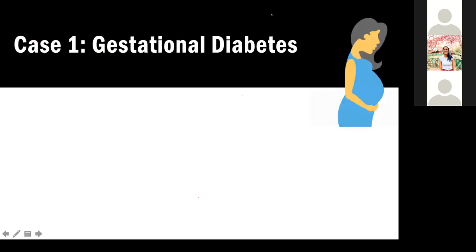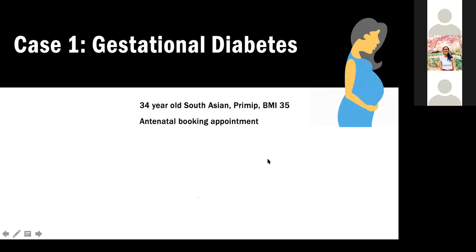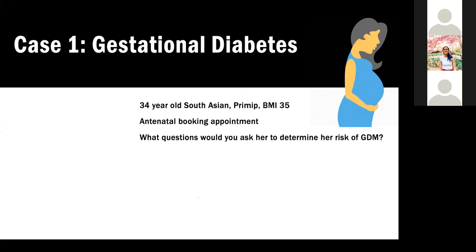So we'll quickly go through gestational diabetes. There's a few questions. You've got a 34-year-old South Asian primip. Her BMI is 35, and she's come in for her antenatal booking appointment. What sort of questions would you ask her to determine her risk of GDM? Family history, past pregnancy GDM, previous history, good.